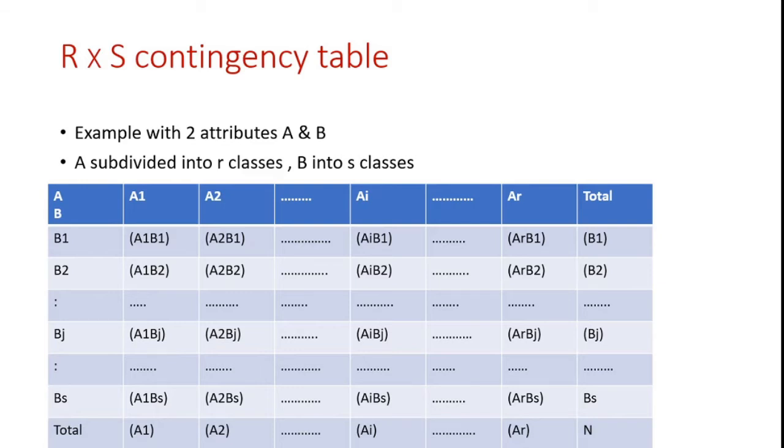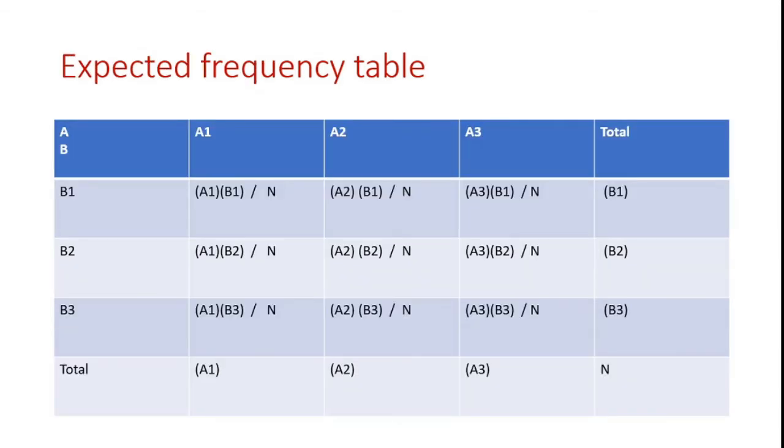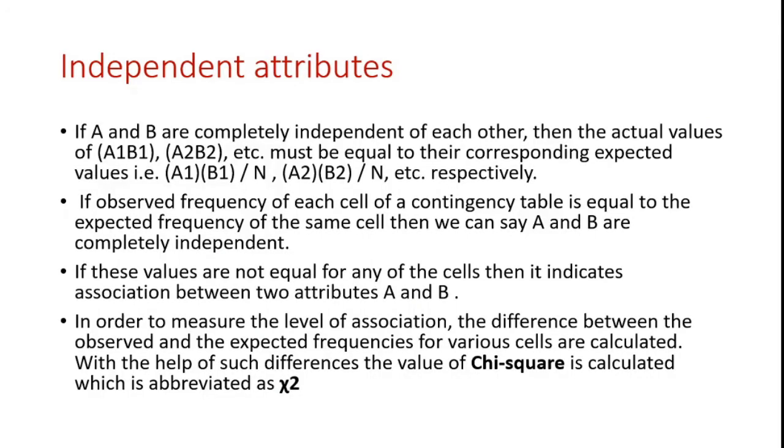Now, what is the expected value? What should have been the expected value is now the expected frequency table here, and this is how it is calculated, right? And this is what is important. This is important because the observed minus expected, and the square of that, and we take that difference as an input in the chi-square test.